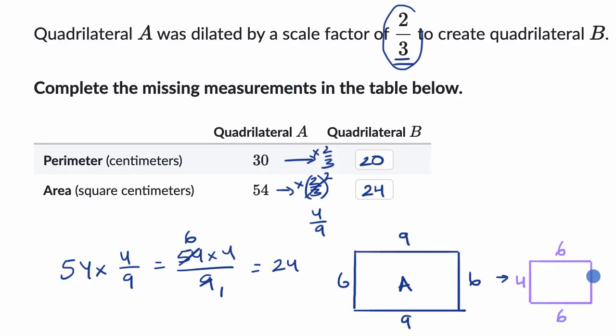And so the quadrilateral will look like this. And we can verify that the perimeter now is going to be 4 plus 4, which is 8, plus 6 plus 6, 12. So it's 8 plus 12, which is 20. And the new area is 6 times 4, which is 24. Now, you didn't have to do this, but I just wanted to make sure you understood why this was happening.